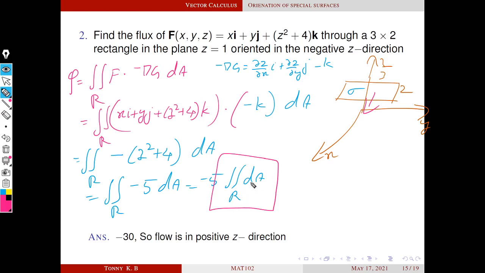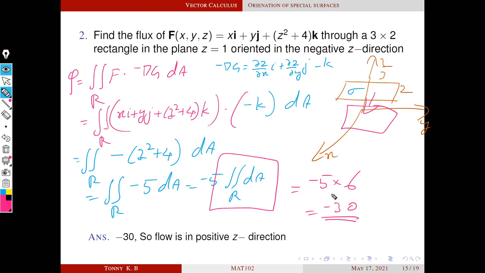What is the area of region R? What about the projection of sigma? Sigma is a rectangle on z equal to 1, so its projection is also a rectangle. Whatever the position of this rectangle, its projection is always a rectangle. So what is the area of this rectangle? That is 3 into 2, that is 6. So this becomes minus 5 into 3 into 2, that is 6. So minus 30. Minus 30 is the flux.